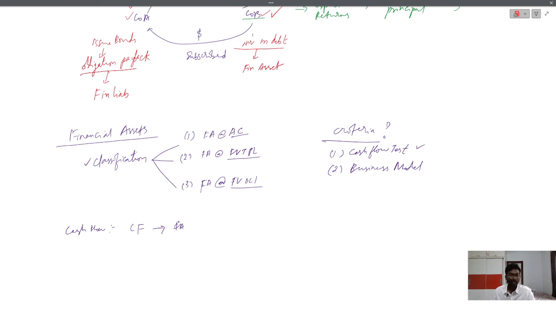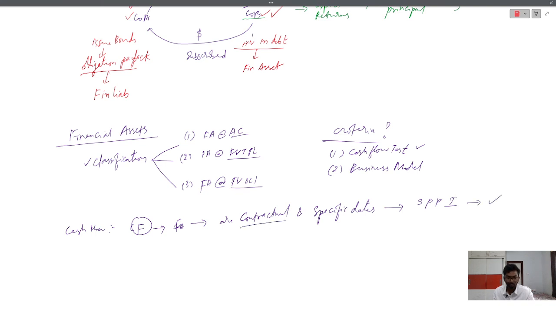The cash flows that are arising from the financial asset are contractual in nature, and they are arising on specific dates. In such cases, such cash flows meet the cash flow test, and they reflect solely payments of principal and interest, right? The cash flows which reflect the solely payments of principal and interest, they meet cash flow test.